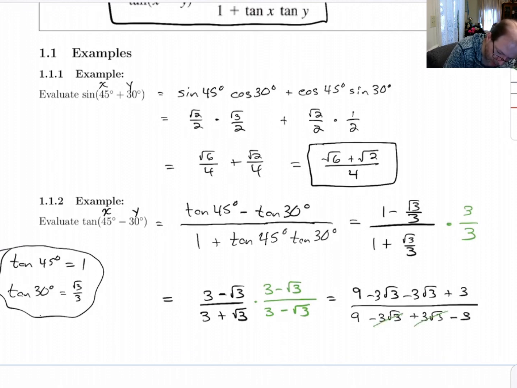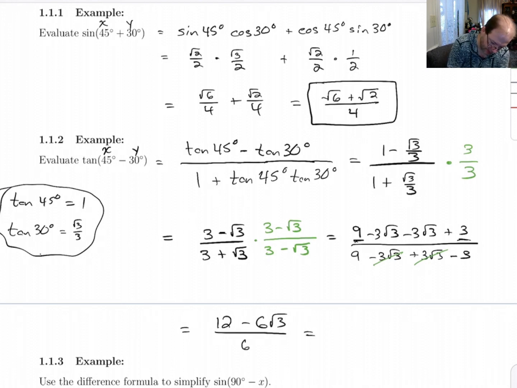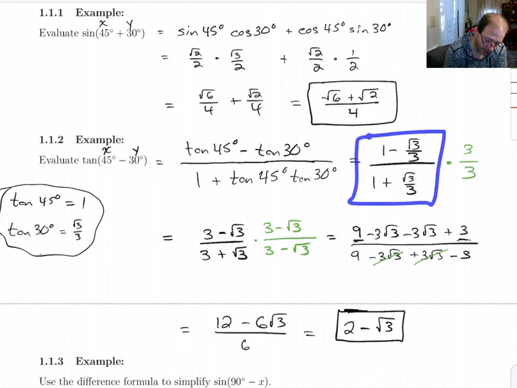These cancel, and so we're left with, on top, 9 plus 3 is 12, and then minus 6 root 3. And on the bottom, we're left with 9 minus 3 is 6. So you can cancel this, and you're left with 2 minus root 3. And that's the answer. So this one, plugging in, wasn't really that big of a thing, but quite a bit of complicated arithmetic to simplify the answer. If I gave you this, I would want you to simplify the answer for me. I would not want this form right here to be your final answer.